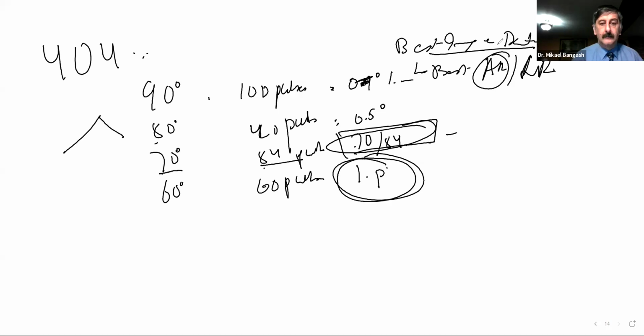Did you guys get that? But it's a little weird, the numbers that they're given here.